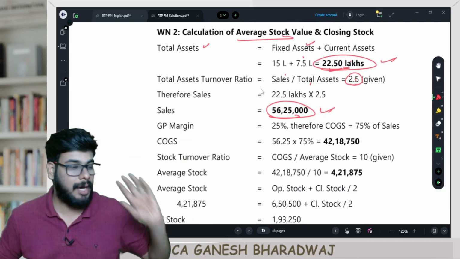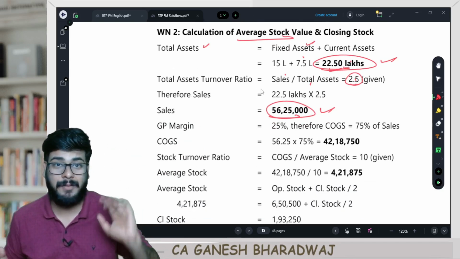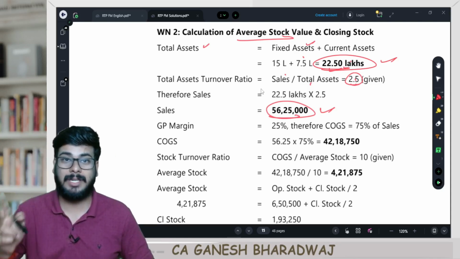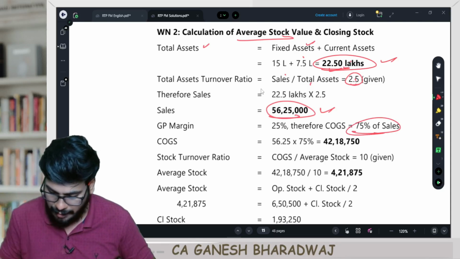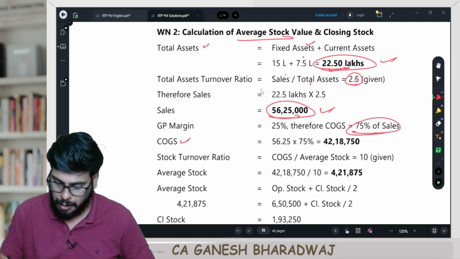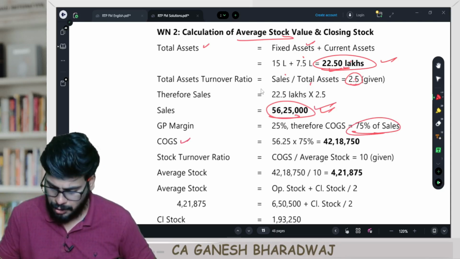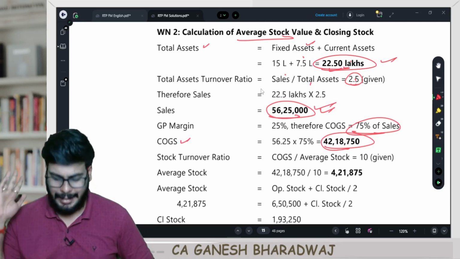Then GP margin, the GP ratio is given as 25%. If GP ratio is 25%, then the COGS is going to be 75% on sales, right? So COGS is 75% on sales. So COGS value is going to be 75% on 56.25 lakhs. You get 42 lakh 18,750.